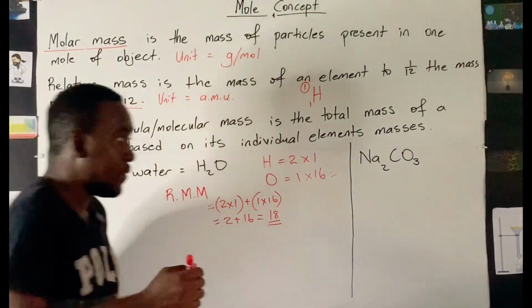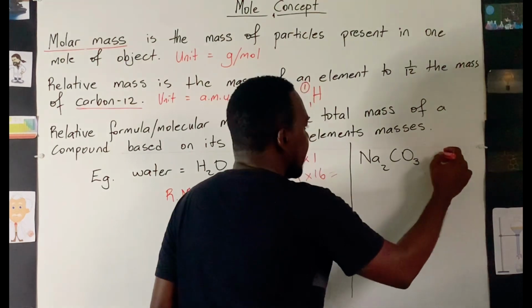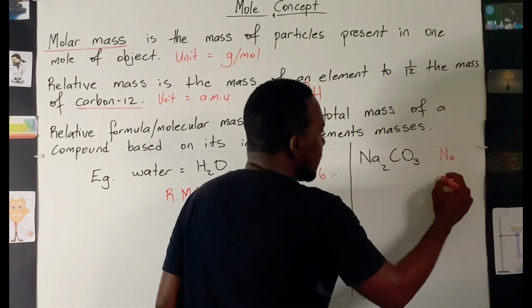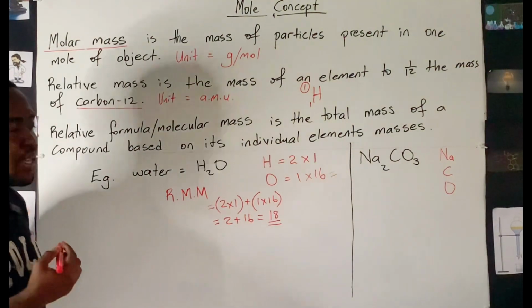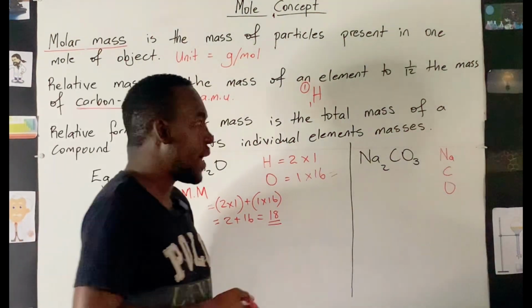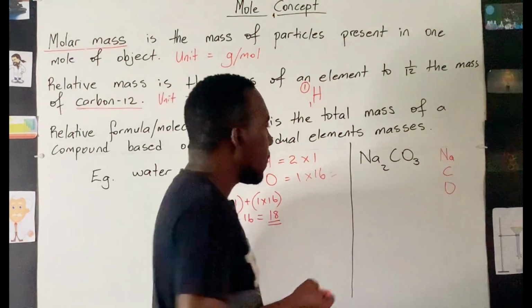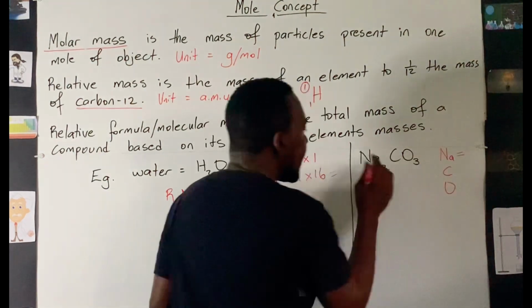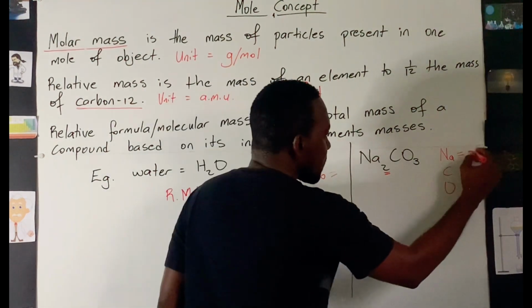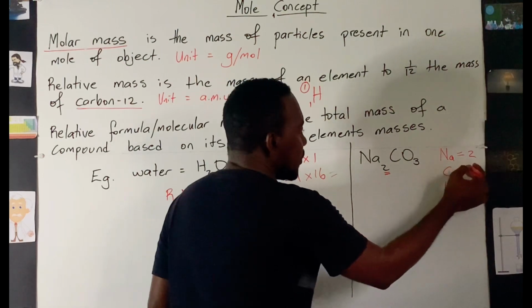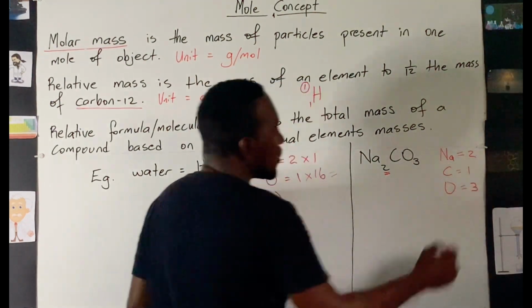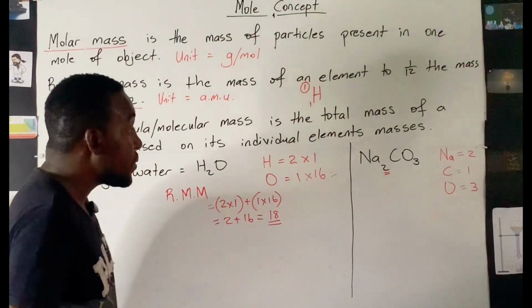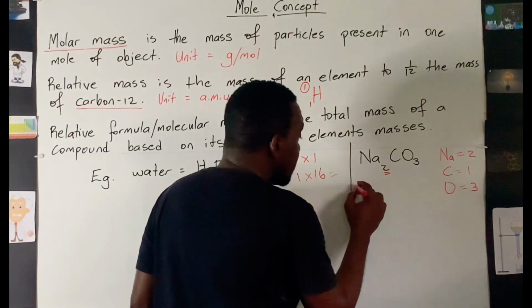Right? So again, the first thing we do is to identify the different elements that we have. So we have sodium Na, carbon C, and oxygen O. How much sodium we have? We have 2 sodiums. How much carbon we have? Just 1. And we have 3 oxygen. So from here, we look on our periodic table.